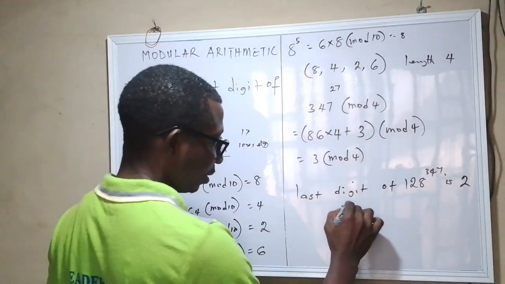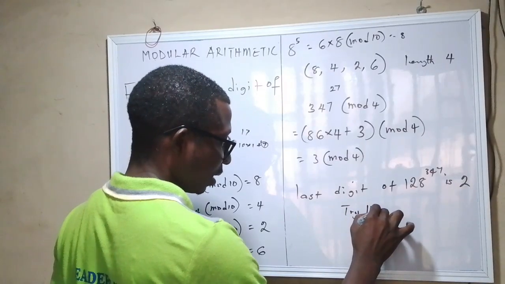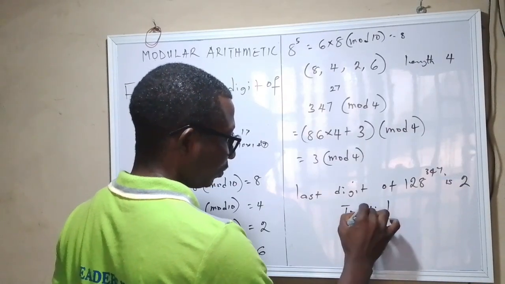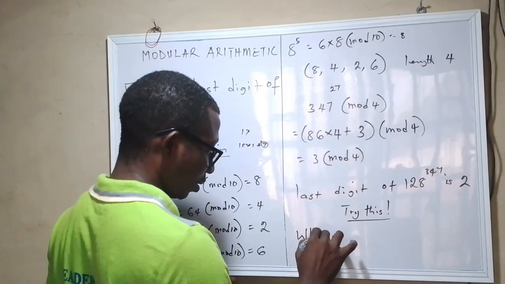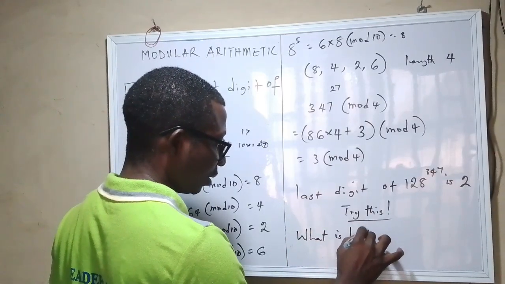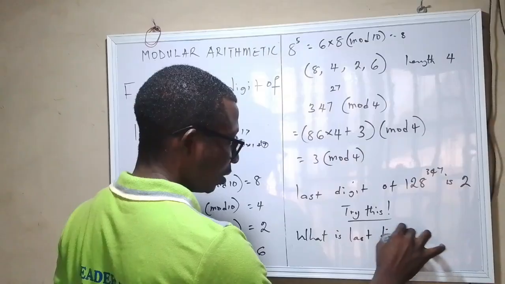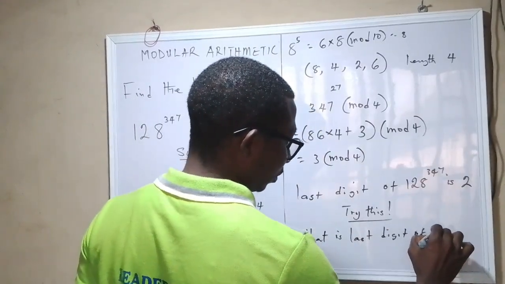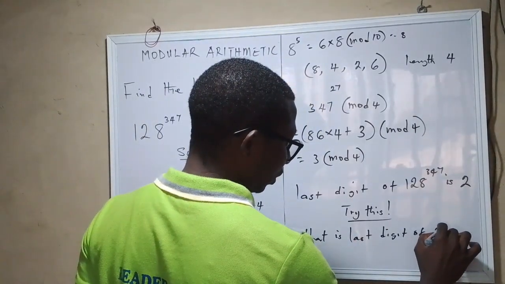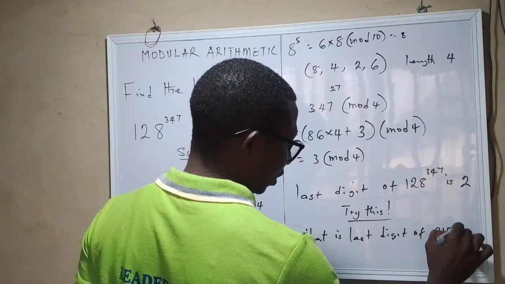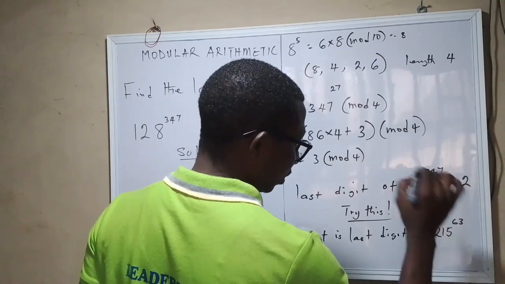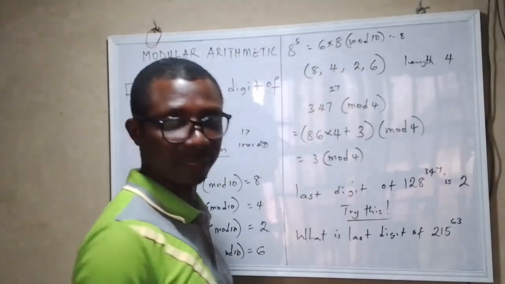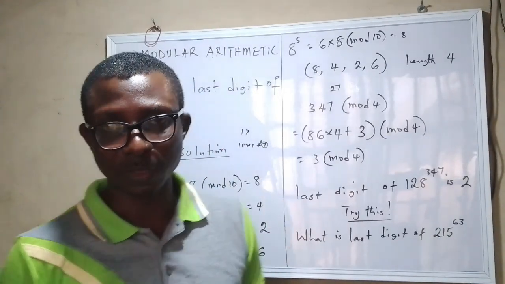So you can try this and let me have your answer in the comment section. Try this. What is the last digit of 215 raised to the power 63? Okay, so try this and let me have the answer in the comment section.